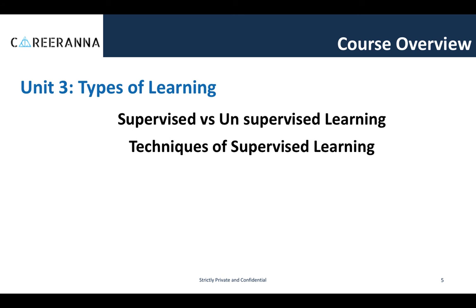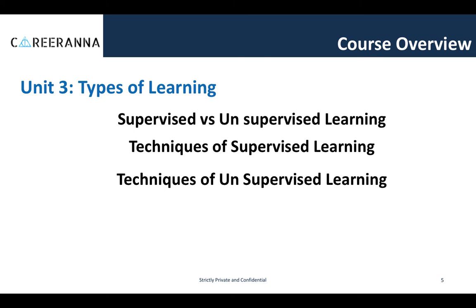The second subsection would talk about different techniques of supervised learning. Then we will move on to talking about techniques of unsupervised learning. And then there are certain learnings which cannot be categorized as either supervised or unsupervised. So we categorize them under the third category of other types of learnings, and we will also be talking about all those learnings in this section. This is the overall view of unit 3, which talks about different types of learnings.